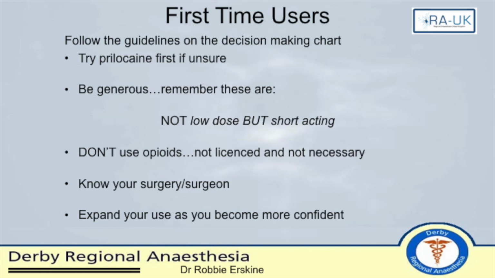So if you're a first-time user, I would say follow the guidelines on the decision-making chart. It really helps to get things started. They are guidelines, you'll develop them with time. Try prilocaine first if you're a bit unsure about using these drugs, to get yourself confident, and be generous. Remember, they're not low-dose drugs, but they're short-acting drugs. So the concept of low-dose anaesthesia for a lot of these drugs, unless you're just doing a perineal block, is no longer there. So give a decent dose, but of the correct drug. Don't bother with opioids. They're not licensed, and I don't think they're particularly necessary. And also know your surgeon, and expand your use as you become more confident with these drugs.